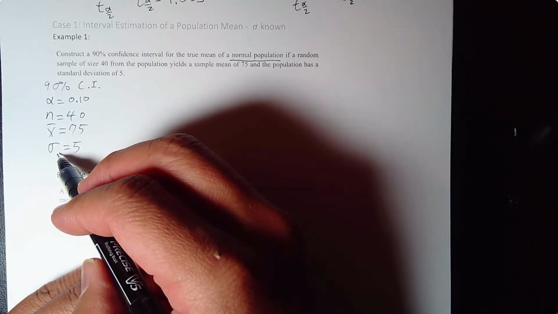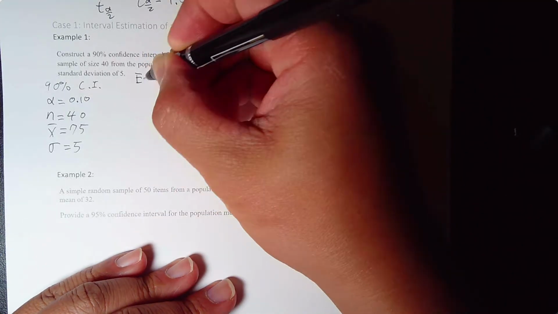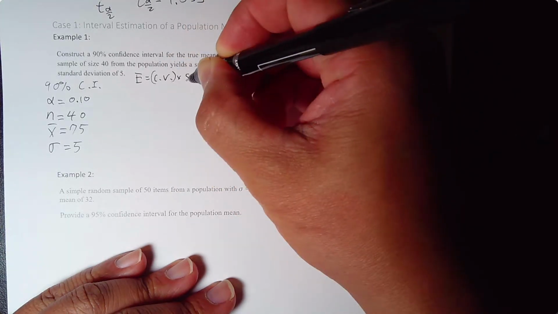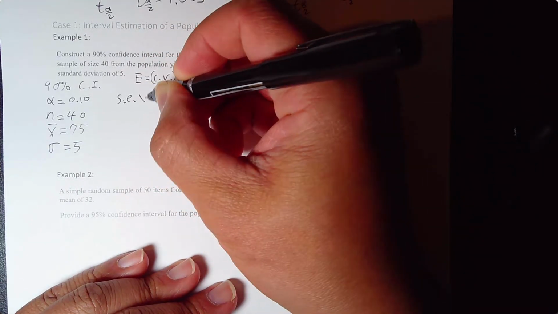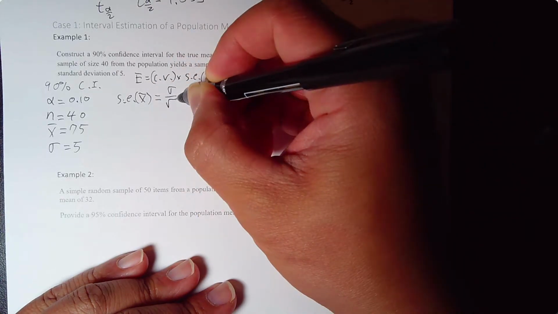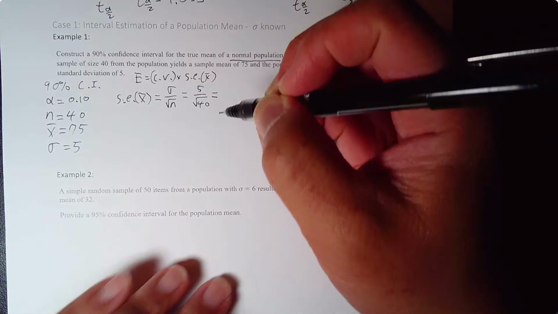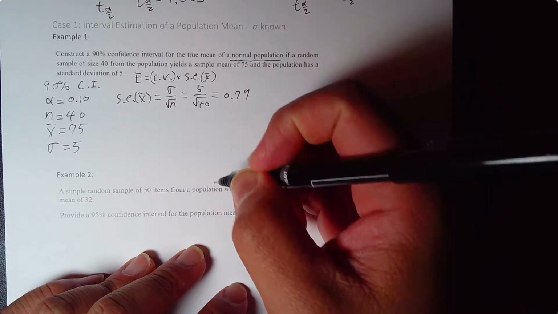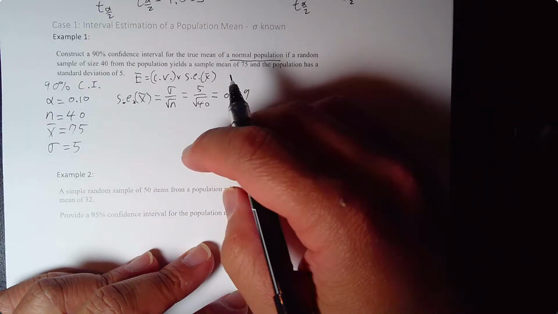Okay, so let's go with our formula. First I need my margin of error. My margin of error is critical value times the standard error of x bar. Let's calculate the standard error first. Standard error of x bar equals sigma over root n, which is 5 over square root of 40, and that will be 0.79. I'm going to go a little quicker, but pause the video if you want to give this a try.